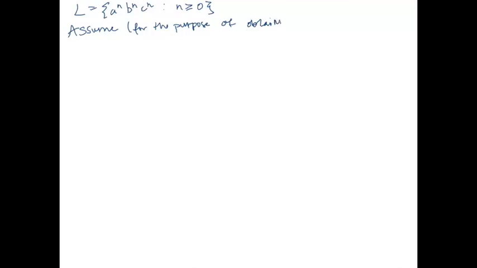Again, let's remember that L was a^n b^n c^n, where n is greater than or equal to 0. Here's our proof that it is not context-free. Let's assume, for the purpose of obtaining a contradiction, that L is context-free. It's an element of the context-free languages.